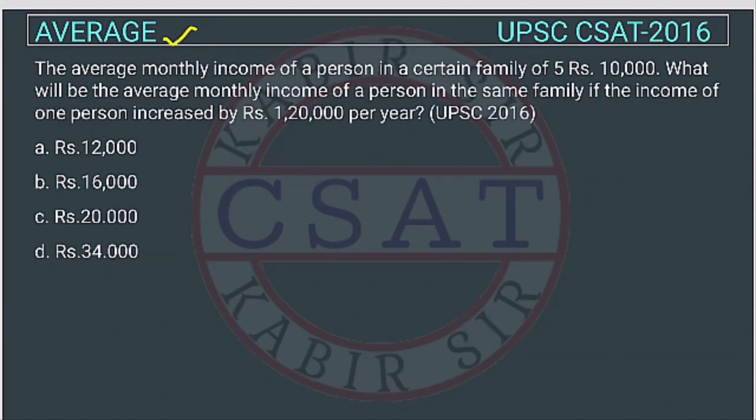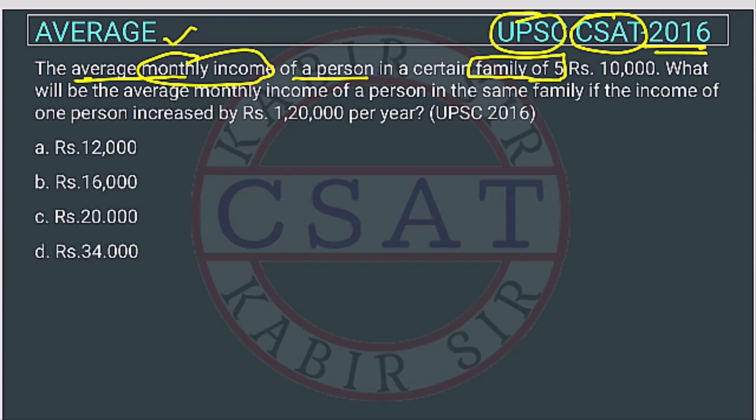This is a question of average asked by the UPSC CSAT exam 2016. The average monthly income of a person in a certain family of 5. How many members are there in the family? 5. And what is the average? 10,000, right? He is asking the average monthly income of a person in the same family if the income of one person increased by rupees 1,20,000 per year.